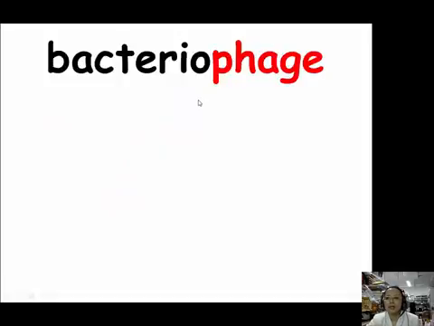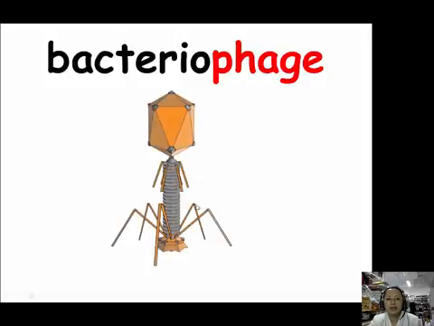For phage, our example is bacteriophage. Bacteriophage is a virus, like in this picture, that likes bacteria. It injects its DNA into the bacteria. When its replication is completed, it will lyse the bacteria, releasing hundreds of bacteriophages.